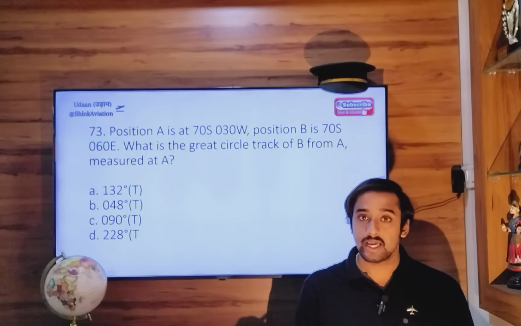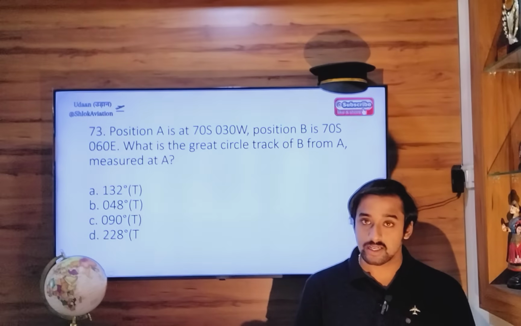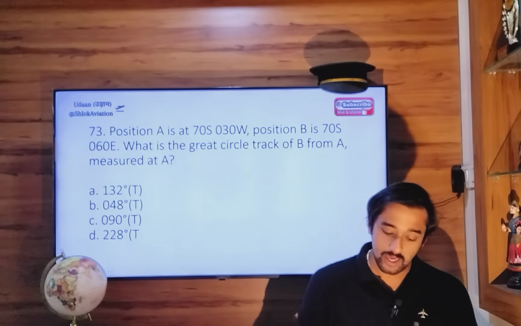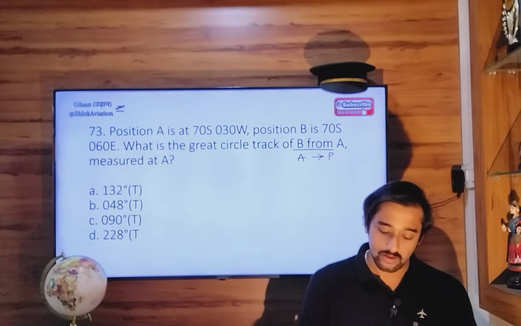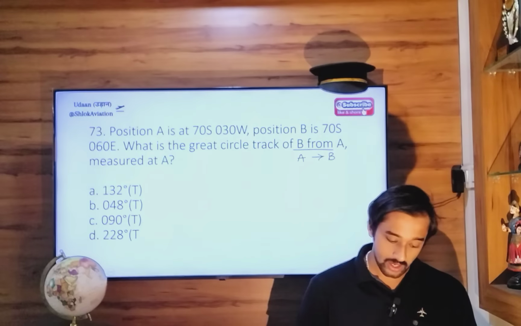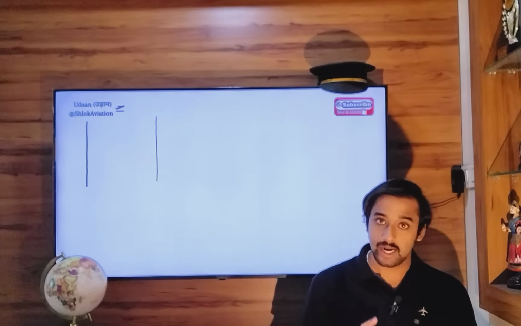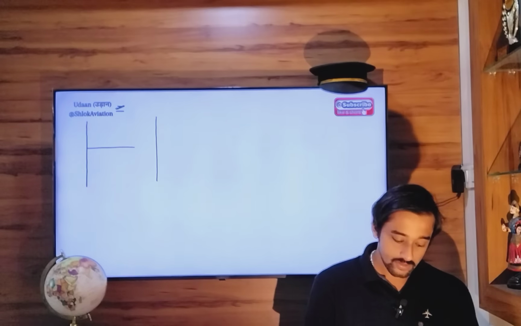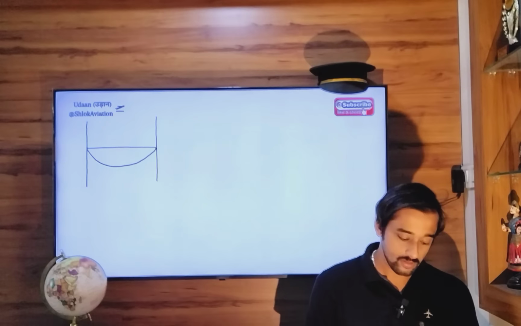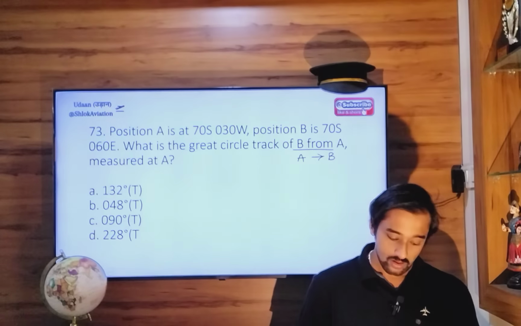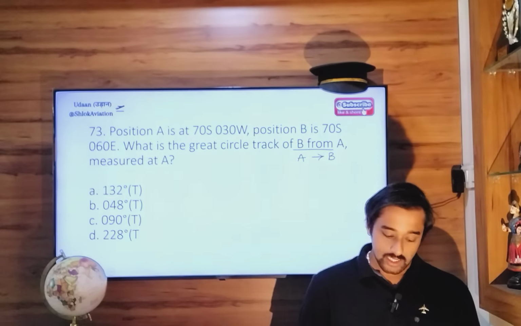Position A is at 70 degrees south, 30 west. Position B is 70 south, 60 east. What is the great circle track of B from A? Of B from A means you are going from A to B, measured at A. So let's draw A and B. Both are at the same latitude, 30 west and 60 east.